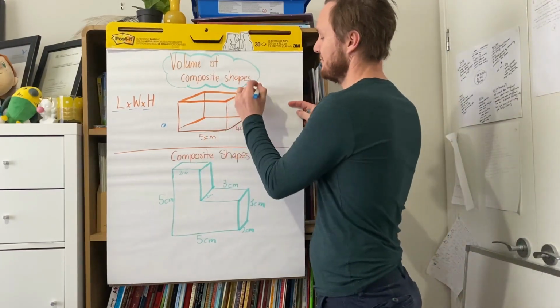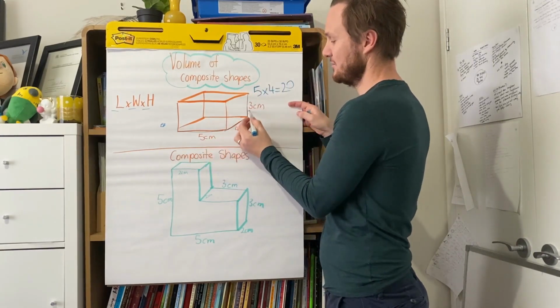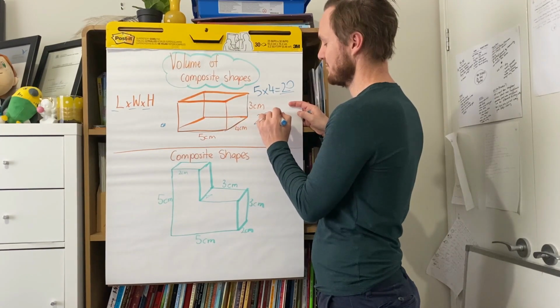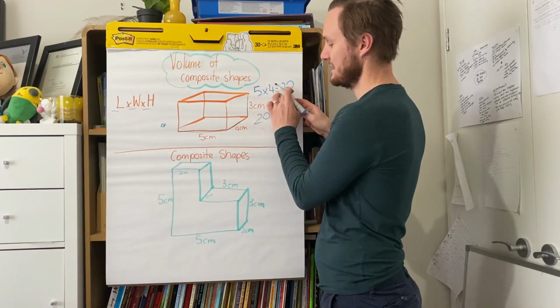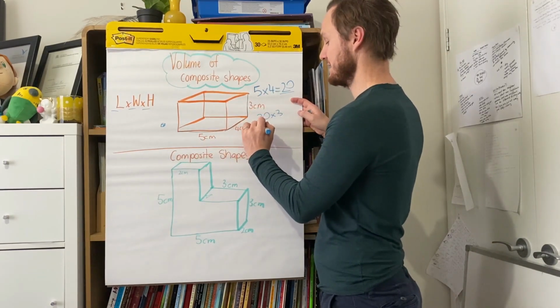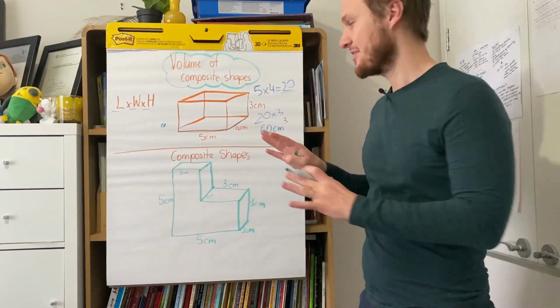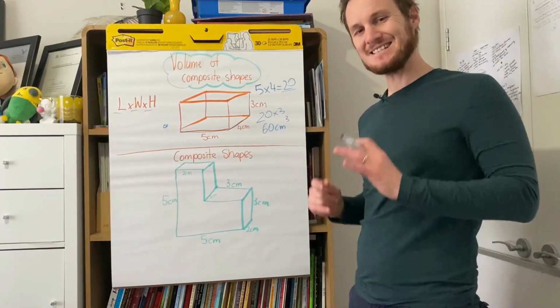So let's start with 5 times 4 equals 20, and then we'll take that new answer, 20, and times it by 3. So 5 times 4 is 20, take the new answer, times that by 3, the answer is 60 centimeters cubed. That is how we solved the volume of these shapes yesterday. Today's a little bit different.